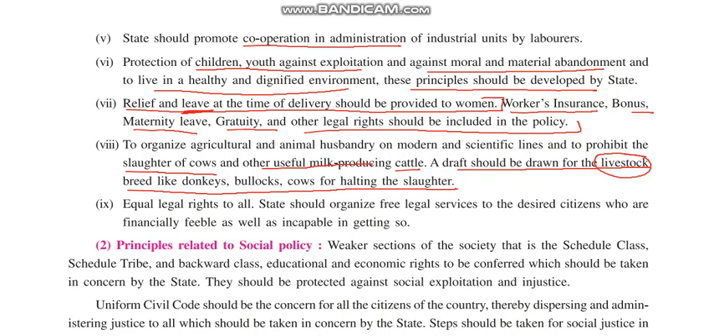Equal legal rights to all. Each and every person should get equal legal rights. The state should organize free legal service for citizens who are financially feeble. Feeble means weak as well as incapable of getting. If a person is not able to spend money, then it is the responsibility of the government to provide him with free legal service, free legal support.